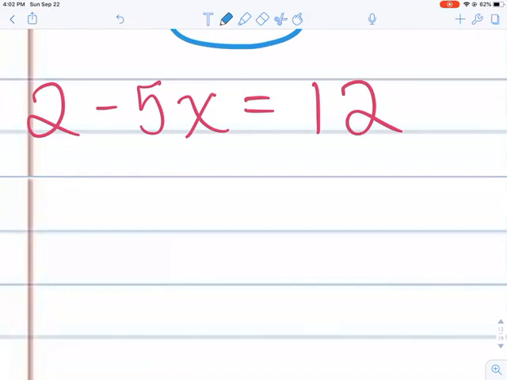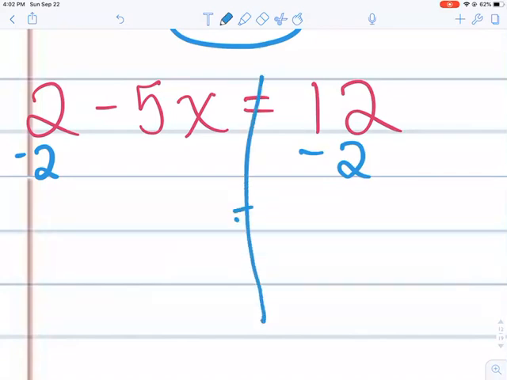isolate the variable. So looking at the side, we're looking at 2 minus 5x. We have to get rid of the 2 and also that minus 5. So the first thing that we're going to do is get rid of this 2. And we're going to do that by zeroing it out. If it's not attached to the variable, we want to make it 0. So I'm going to subtract 2 from both sides.